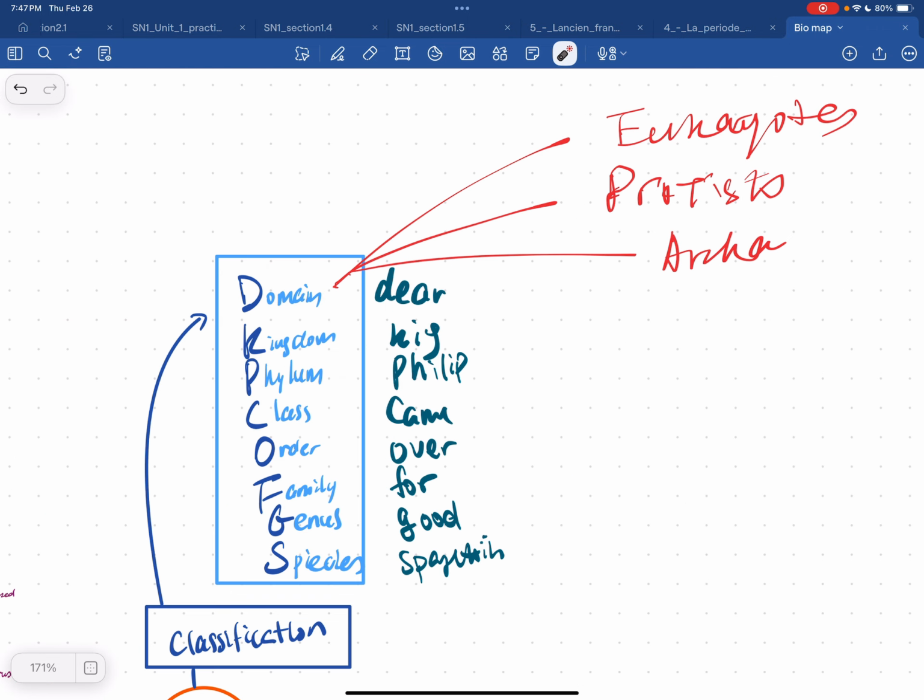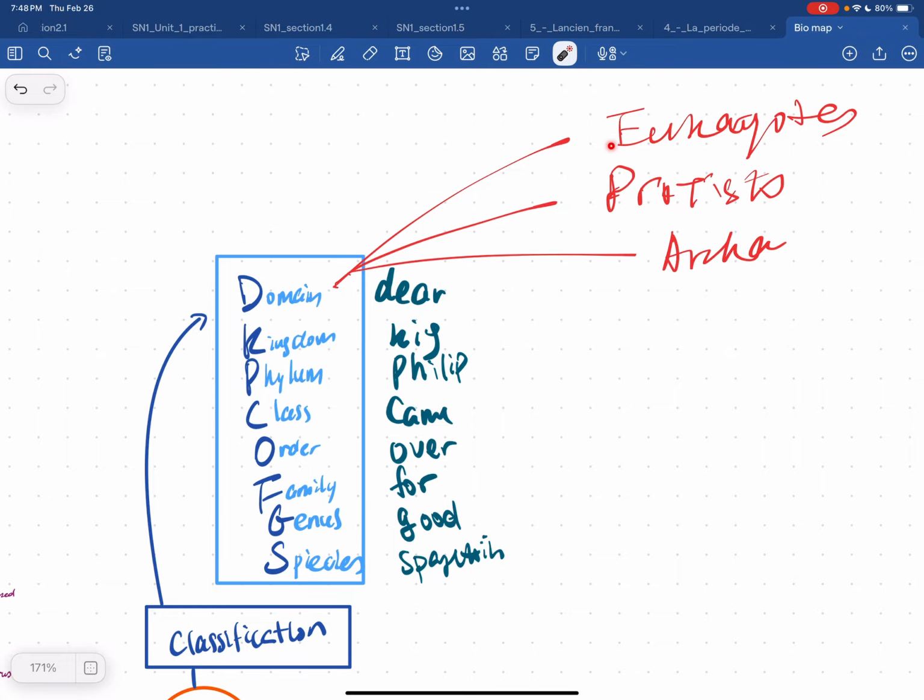Now, characteristics of life. Dear King Philip came over for good spaghetti. Domain, kingdom, phylum, class, order, family, genus, species. Honestly, you can just memorize this. I feel like it's better. Domain, kingdom, phylum, class, order, family, genus, species.